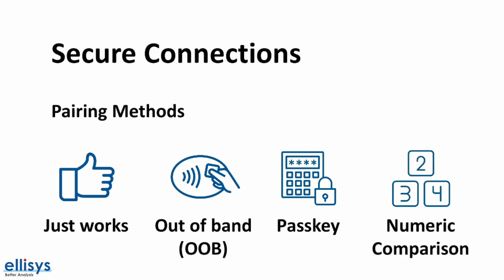The fourth and last one is the numeric comparison method. Now this method works the same as the just works method described previously, but adds an extra step at the end which allows protection from man-in-the-middle attacks. This is by far the most secure of all the pairing methods.